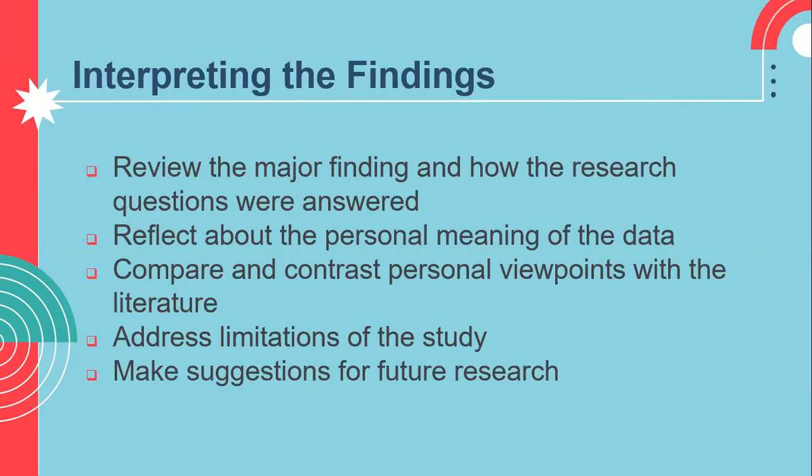Interpreting the findings. Okay, in interpreting the findings, the first thing you can do is review the major findings and how the research questions were answered. So in other words, we summarize the major findings, and then the researcher also reflects on the personal meaning of the data. You can also compare and contrast personal viewpoints with the literature.